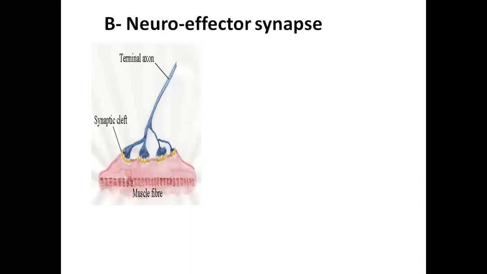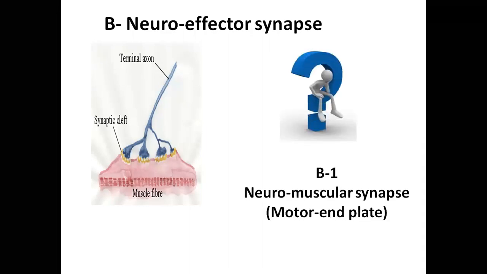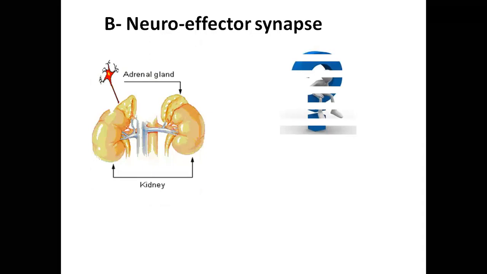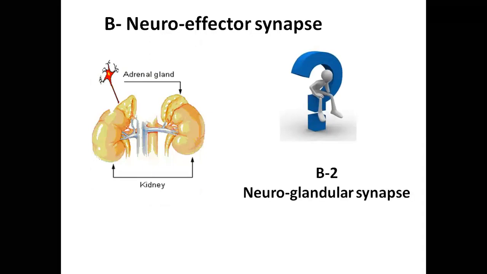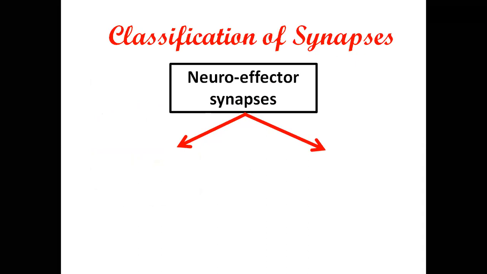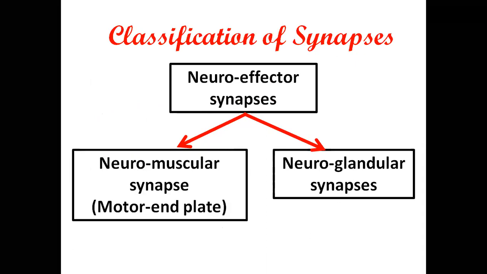Neuronal synapses are divided into three: axoaxonal between the axon and the axon, axodendritic between the axon and the dendrite, and axosomatic between the axon and the soma. Then the neuroeffector synapse. The neuromuscular synapse has another name: motor end plate. So the neuromuscular synapse is between a neuron and a muscle, and it's called the motor end plate. And the second is the neuroglandular synapse, between a neuron and a gland.